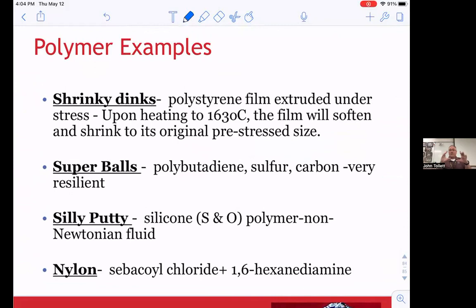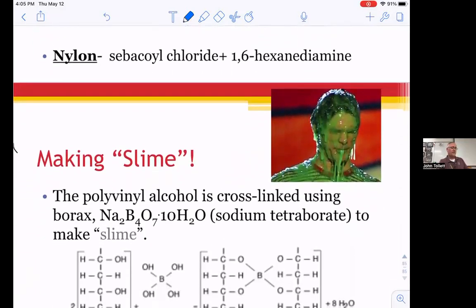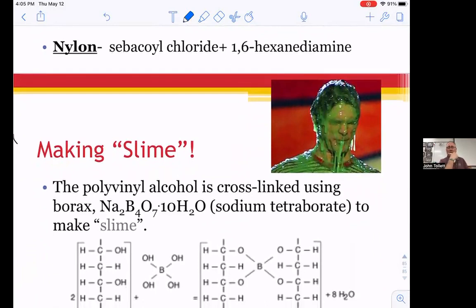Oh, well, they're larger pieces of plastic, and you can draw on them, and they shrink down when you heat them up. Super balls are resilient and they bounce really well. You've played with super balls before, I'm sure. And then silly putty, or slime and gak. If you've ever made gak or slime in elementary school, it's a polymer as well, or a non-Newtonian fluid. And then nylon is another one. We actually do a little bit of this in AP Chemistry at the end of the year for demos, but you can use sebacoyl chloride and actually produce nylon and draw it out into a thread and use it if you wanted to, if that was possible.